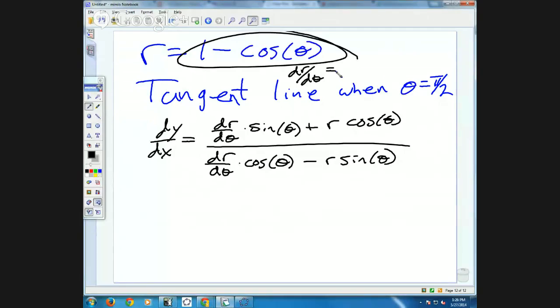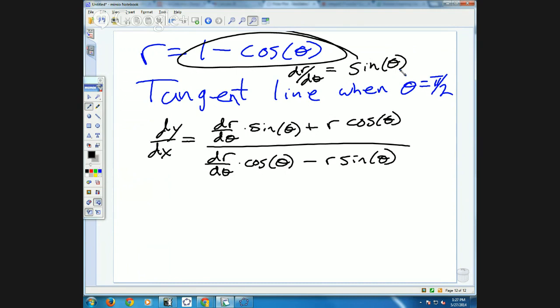What's the dr/dθ here? Exactly. It is the sine of theta. That's what I said. I thought so. Either that or I'm hearing voices. Right? Because the derivative of cosine is negative sine. The derivative of 1 is 0.